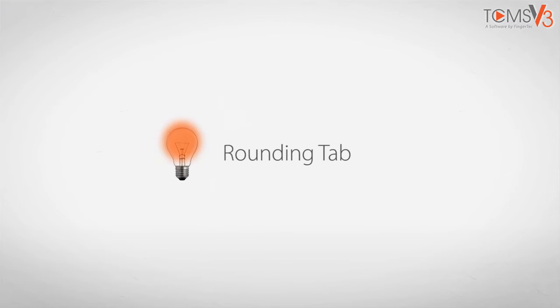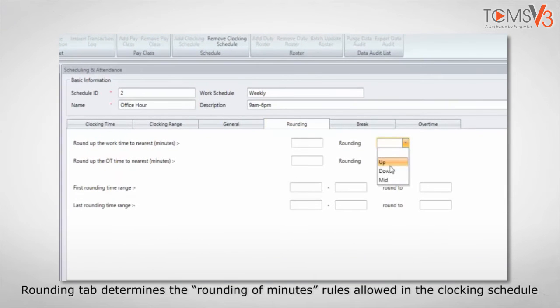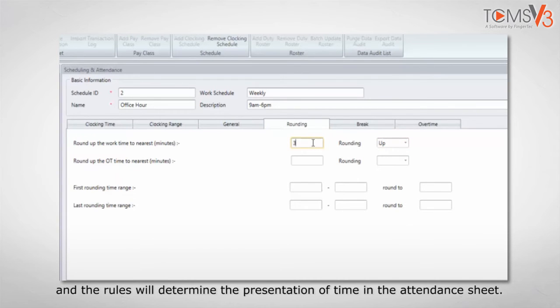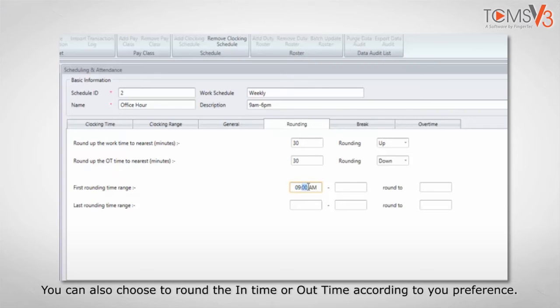Rounding tab. The Rounding tab determines the rounding of minutes rules allowed in the clocking schedule, and the rules will determine the presentation of time in the attendance sheet. You can choose to round your total work hours as well as to round your overtime hours. You can also choose to round the in time or out time according to your preference.